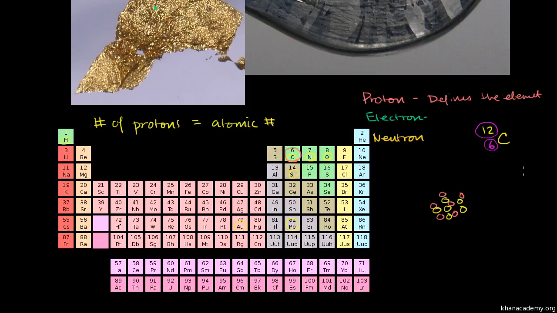If it is neutral, it'll also have 6 electrons. So let me draw those 6 electrons: 1, 2, 3, 4, 5, 6. And one way, and this is maybe the first order way of thinking about the relationship between the electrons and the nucleus, is that you can imagine the electrons are kind of moving around, buzzing around this nucleus.